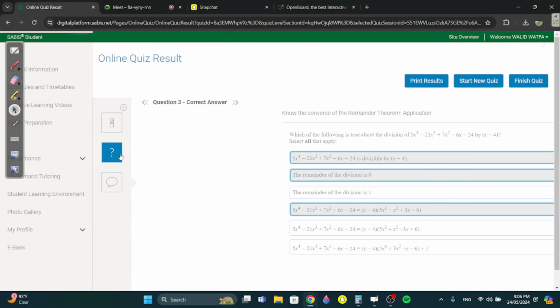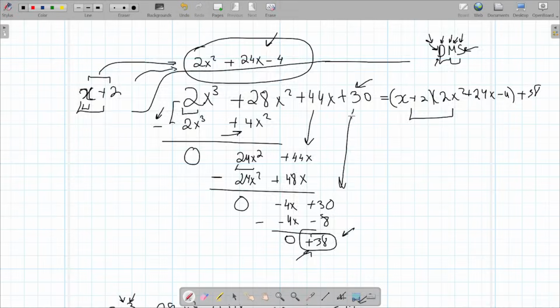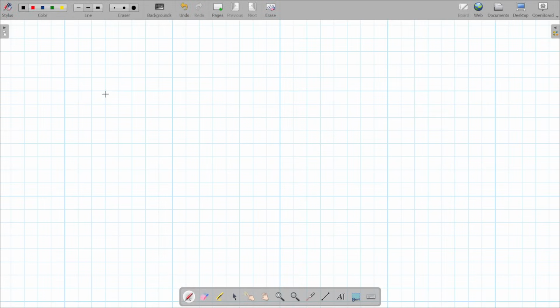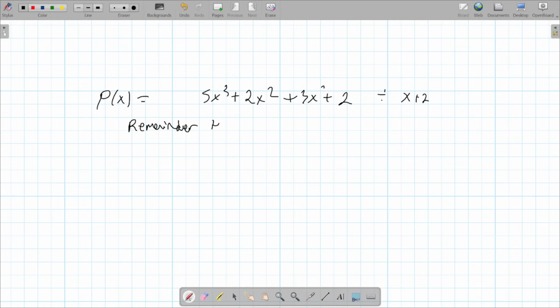Question 3. Now the remainder theorem. Let's say I have any polynomial p of x, and I'm going to tell you p of x equals 5x cubed plus 2x squared plus 3x plus 2. I want to divide it by x plus 2, theoretically. There's a theorem called the remainder theorem.